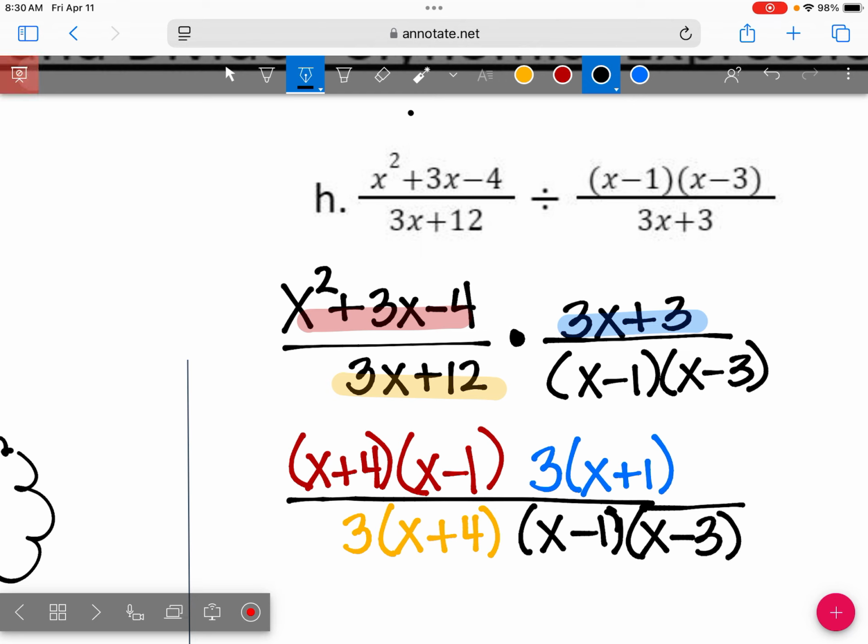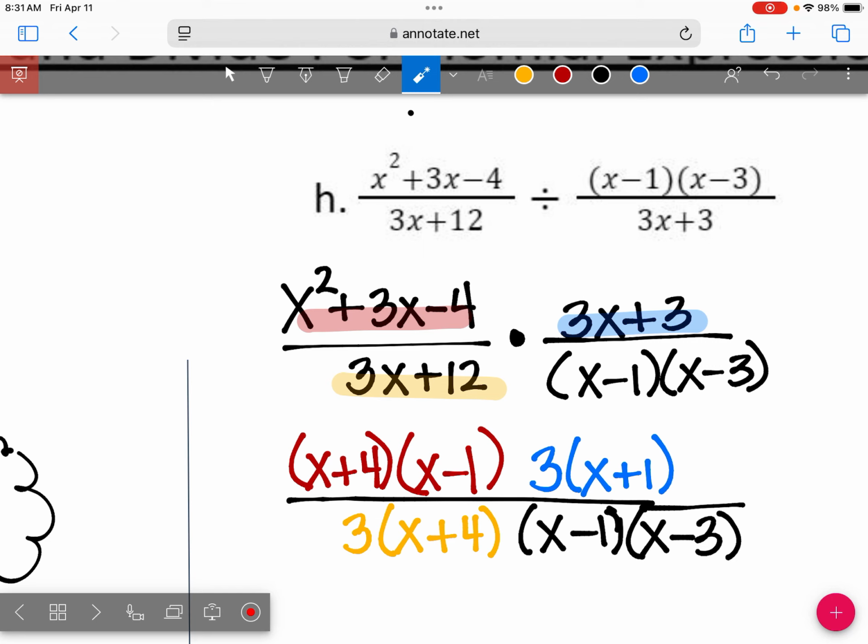All right, let's go ahead and check what I came up with. For the top one that I have highlighted in pink, and I color coded it to help, that factored down to x plus 4 and x minus 1. Raise your hand if you have that. For the blue, the only thing I could take out was a 3. So that became 3 times x plus 1. For my yellow, I could take out a 3 also, and that would be 3 times x plus 4.